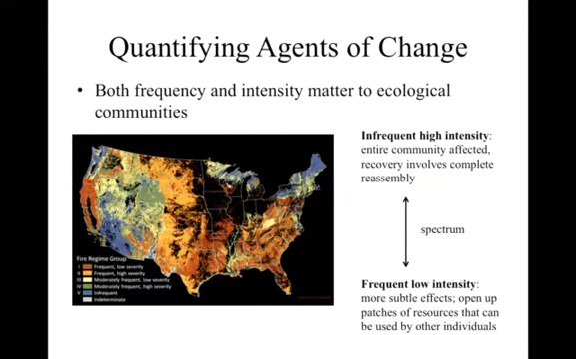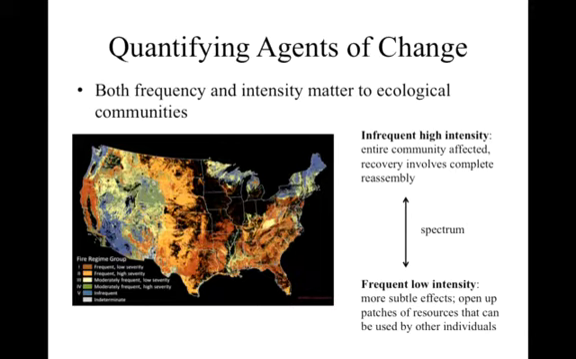Both frequency and intensity matter to ecological communities. So you have this spectrum, and on the one end you have infrequent high intensity events where the entire community is affected, and recovery basically involves this complete putting together of the community from scratch, because everything is gone. And then at the other end you have frequent low intensity events, and these are more subtle. Maybe you burn a little bit of the grasses, but then they grow back pretty quickly and the rest of the forest remains intact through the process.